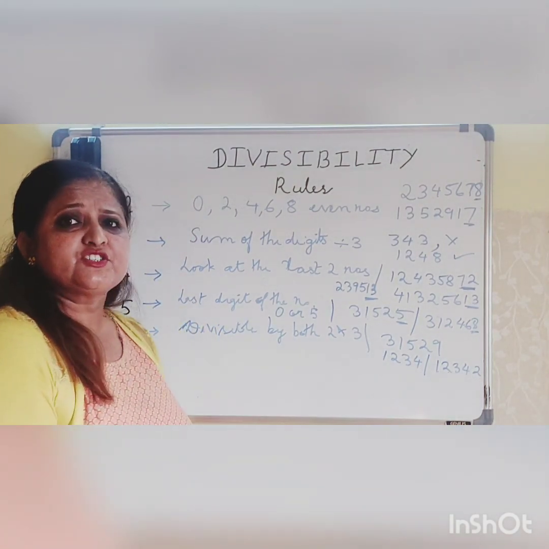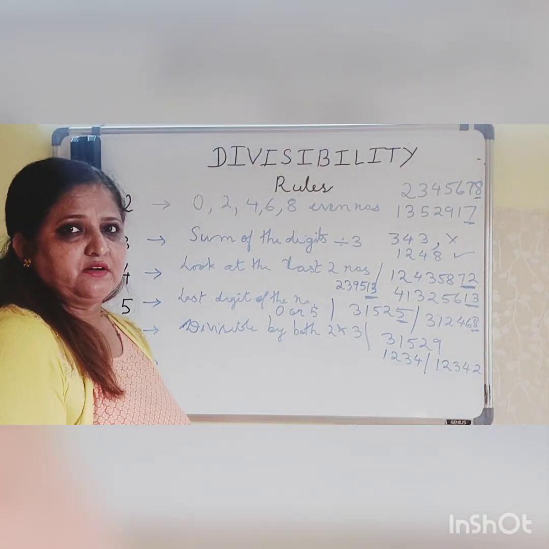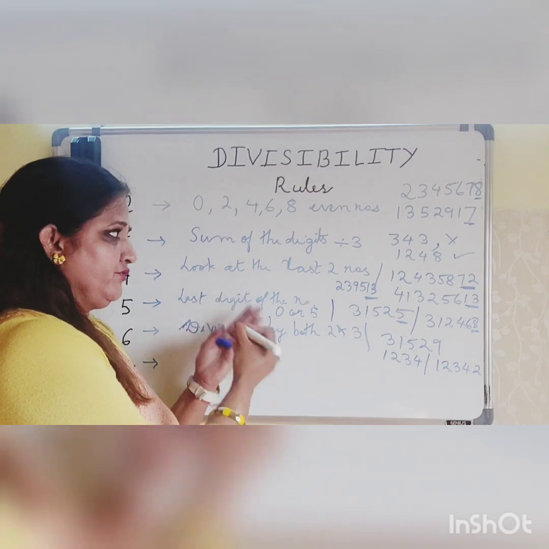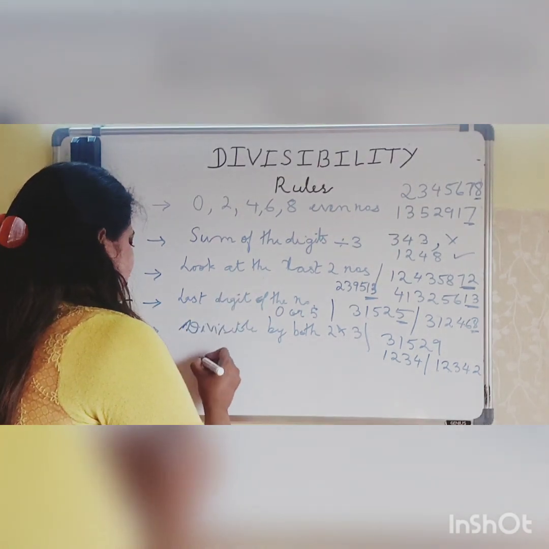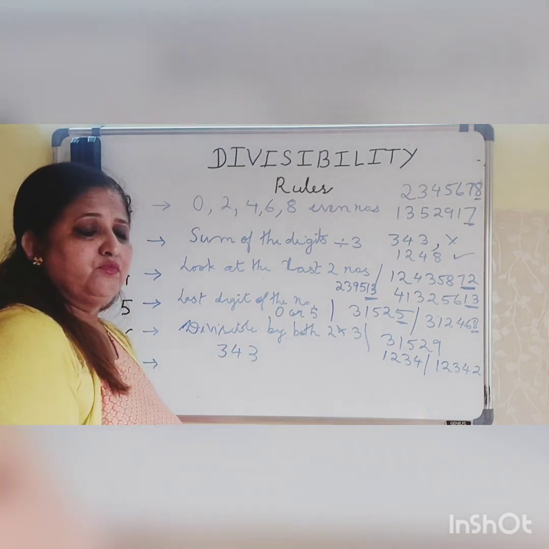Now let's come to the number 7. How do we check the divisibility of a number by 7? 7 is a unique number. Its divisibility rule will be slightly different from the others. Now, what do we do? I'll pick up an example to explain: 343.